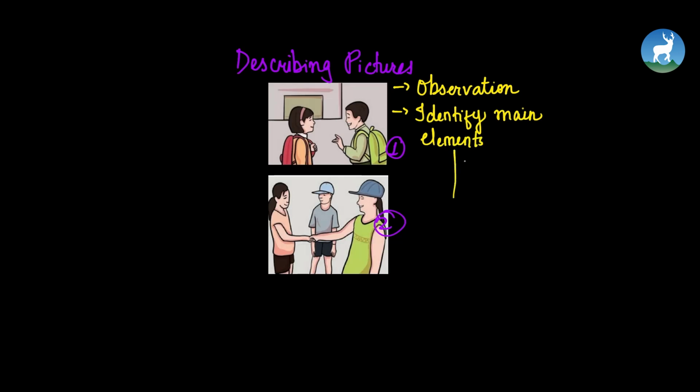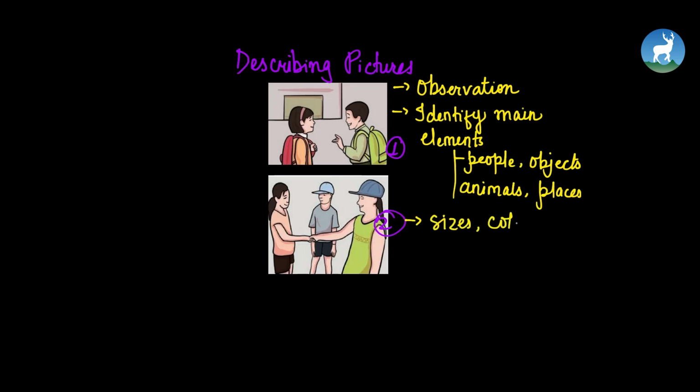Here, in this section, you will have to find out if the picture consists of people or objects. It could be animals, right? It could also be places. A picture could be about many different things. Once you finish doing this, the next step would be using different types of details for describing the picture. For example, you can use sizes in case of objects. You can use colors as well. You can also use other characteristics.